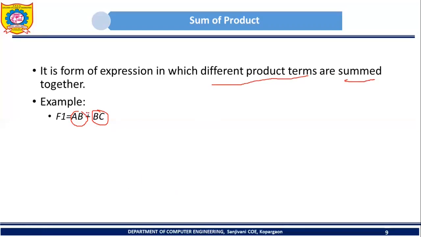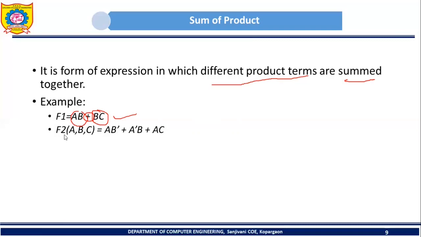So here you can see this OR operation: ab or bc. So in this function, what we have done is taken the sum of different product terms. So that's why I can say that this particular function belongs to which form of representation? Sum of product.